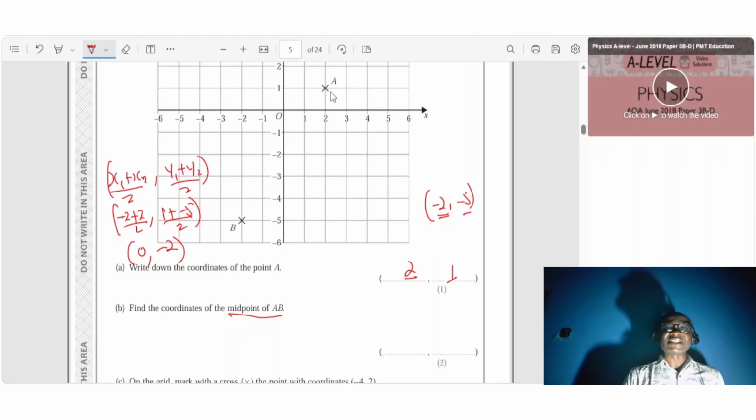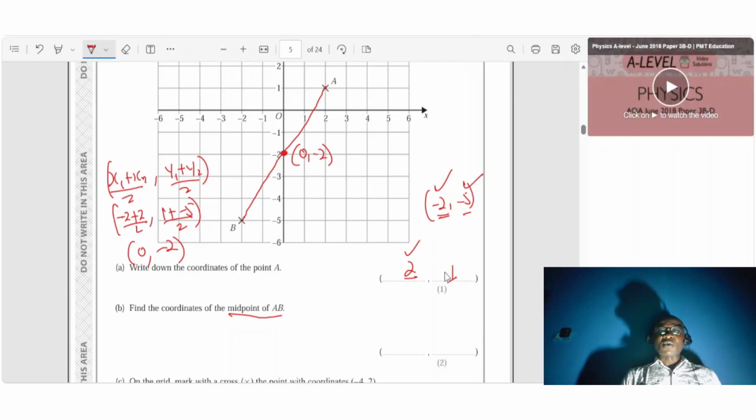What it means is that if you draw a straight line with your ruler from A to B, the middle point is going to be where x is 0 and y is -2. So this is the middle point. It is called 0, -2. How I got it? I added the values of x and divided by 2. I also added the values of y and divided by 2. That is how I got the coordinate. I hope that makes sense.